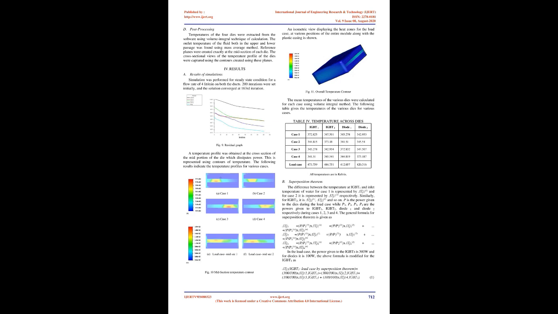B. Superposition theorem. The difference between the temperature at IGBT1 and the inlet temperature of water for case 1 is represented by ΔTj1,1, and for case 2 it is represented by ΔTj1,2, respectively. Similarly, for IGBT2, it is ΔTj2,1, ΔTj2,2, and so on. P is the power given to the dies during the load case, while P1, P2, P3, P4 are the powers given to IGBT1, IGBT2, diode 1 and diode 2 respectively during cases 1, 2, 3, and 4.